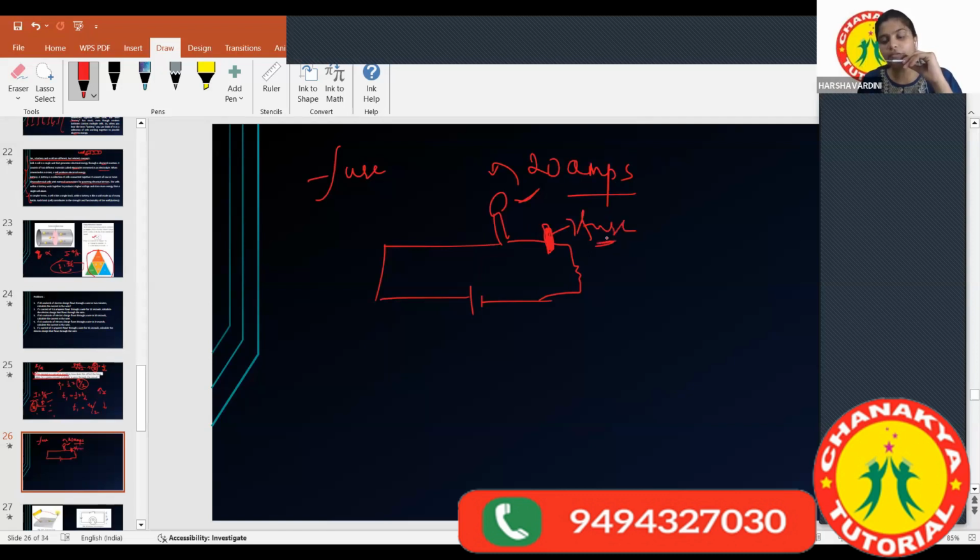What is the work of the fuse? Whenever there is extra current flowing in the circuit, this fuse will stop it. It will not allow that extra current to go to the bulb. For example, say the electric circuit is giving 25 amps. The fuse will stop it.